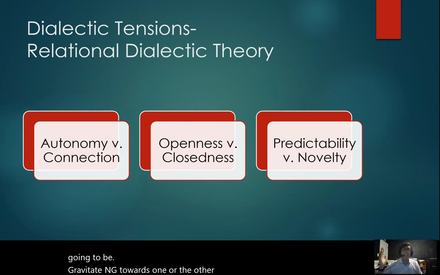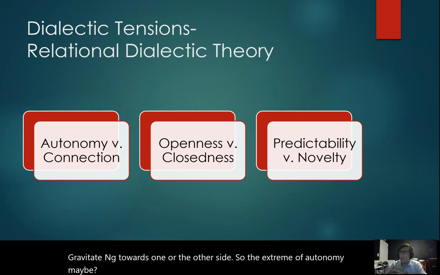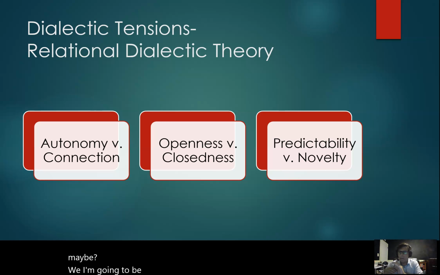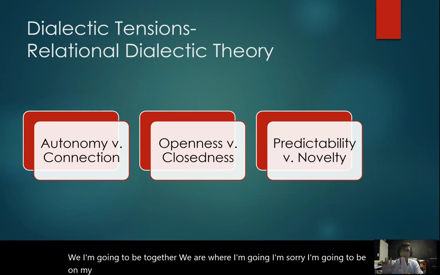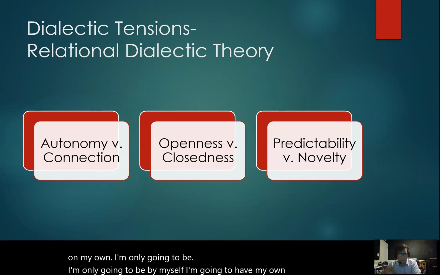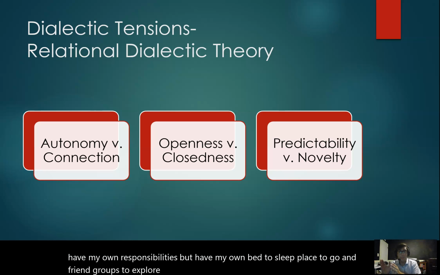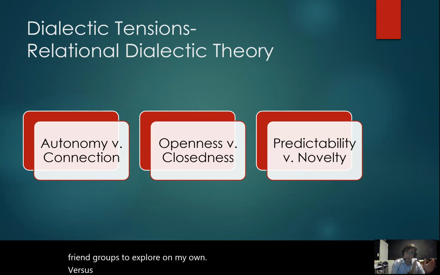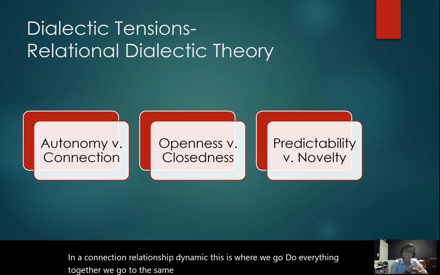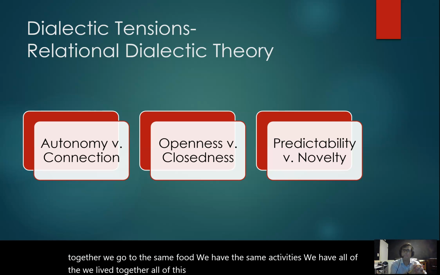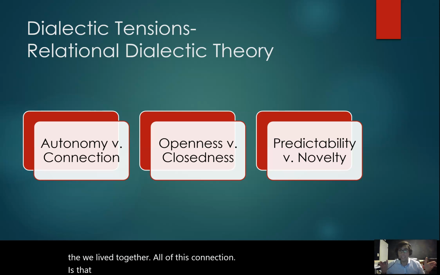So the extreme of autonomy may be, I'm going to be on my own. I'm only going to be by myself. I'm going to have my own friends. I'm going to have my own responsibilities. I'm going to have my own bed to sleep, place to go, and friend groups to explore on my own. Versus in a connection relationship dynamic, this is where we go do everything together. We go to the same food, we have the same activities, we live together, all of this connection is that other end of the dialectical tensions.